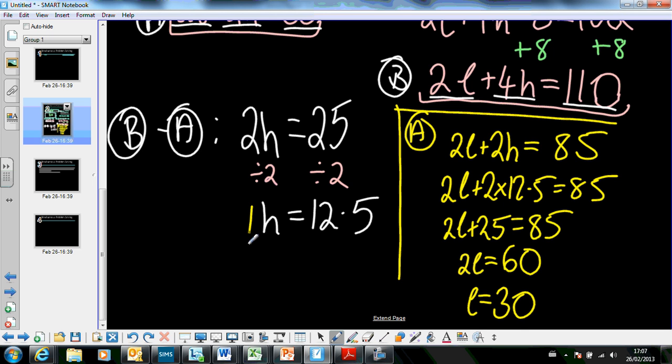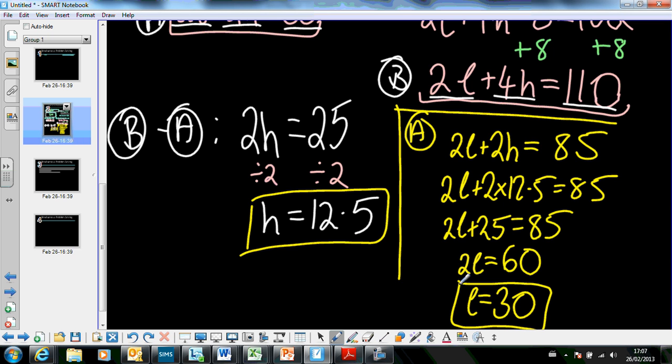So they're the dimensions of my rectangle. And I can check that in equation B. I can check it in my head, hopefully. 2 L's are 30, 60. And 4 H's are 25, 50. So 60 plus 50 makes 110, which is what we were expecting.